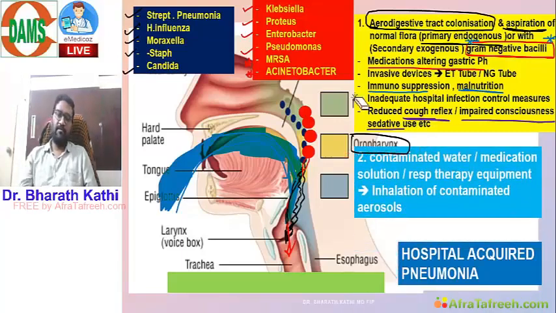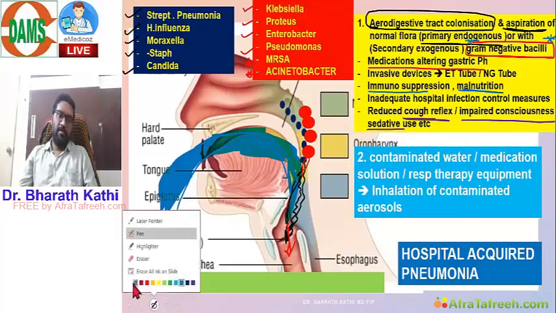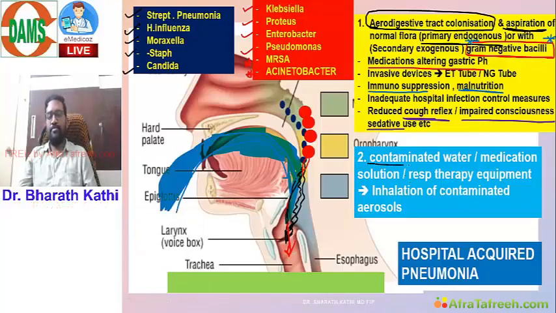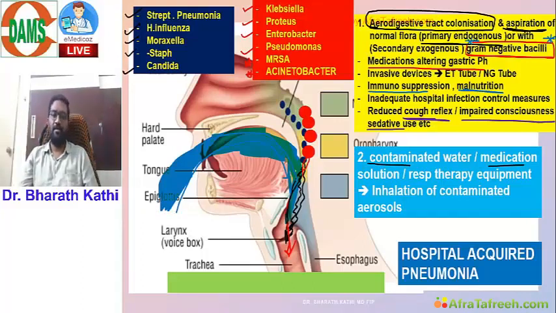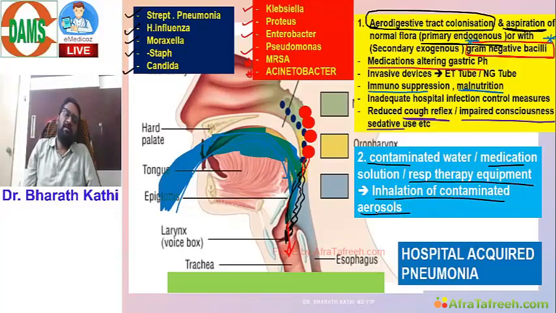Coming to the next important mechanism in hospital acquired pneumonia: contaminated water or medication solution. So you are giving a nebulization to the patient, and instead of distilled water you are using tap water. In that water tank there might be Legionella. Now this patient inhales that Legionella and develops Legionella pneumonia in the hospital. So contaminated water, contaminated respiratory therapy equipment, and the patient is going to inhale those contaminated aerosols.